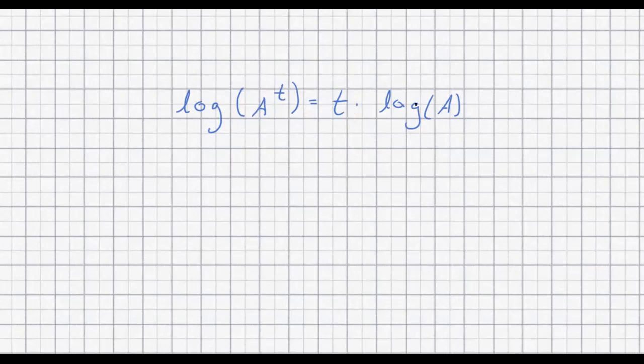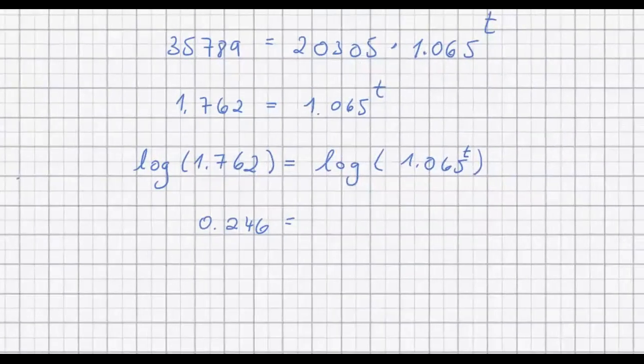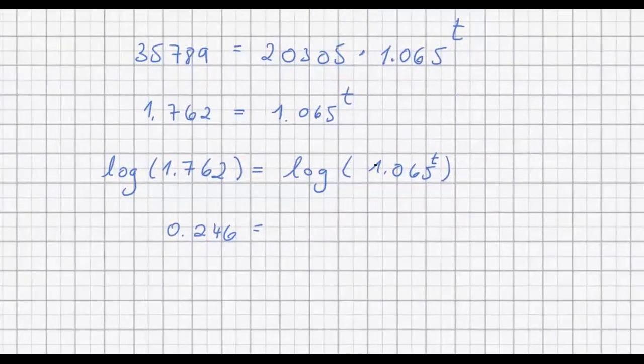Okay. So did you write it down? Yeah. Now apply this rule on the right side of the equation here. So A would be the 0.246. No, it would be this one. So t times log of 1.065.